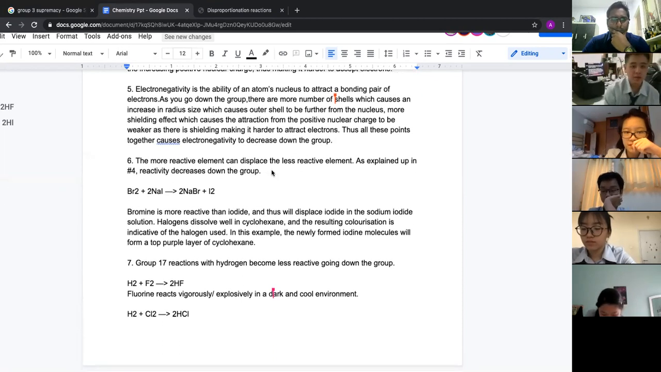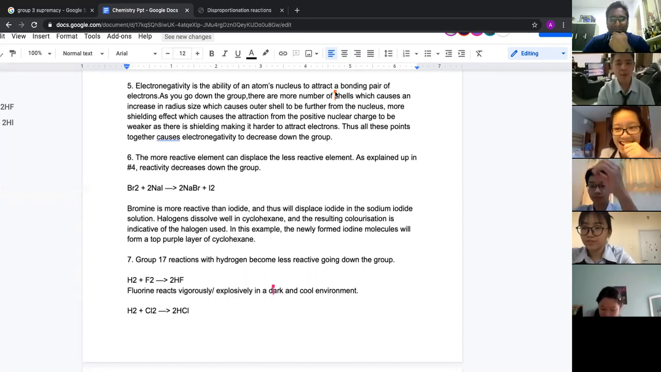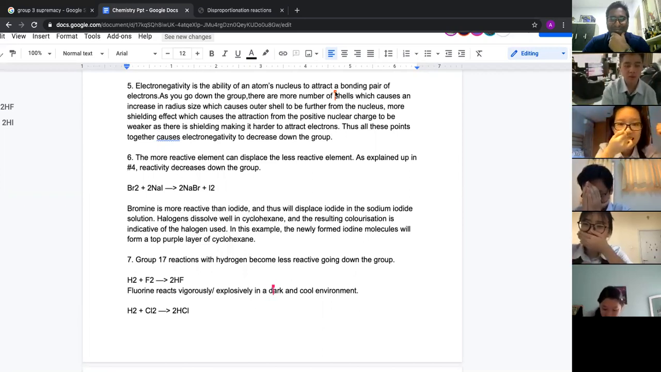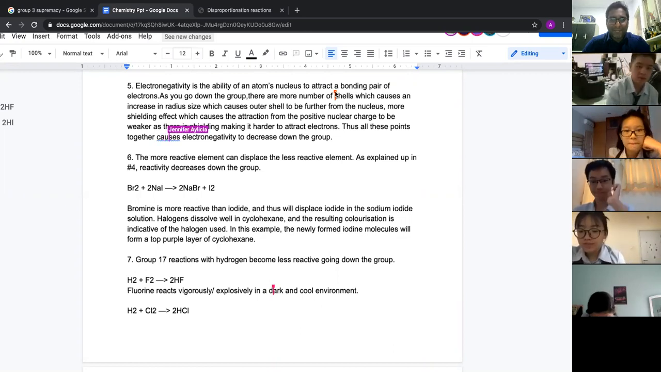What is electronegativity? Electronegativity is the ability of an atom's nucleus to attract a bonding pair of electrons. As you go down the group, there's an increase in number of shells, which causes an increase in radius size. So the outer shell is much further from the nucleus, which increases the shielding effect and causes attraction between positive nuclear charge to be weaker, making it harder to attract electrons. Thus, all these points together cause electronegativity to decrease down the group.